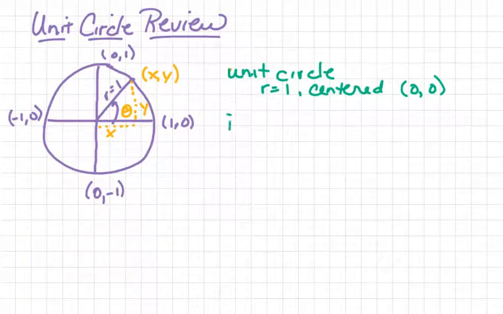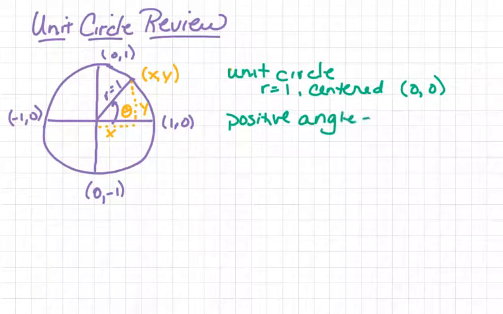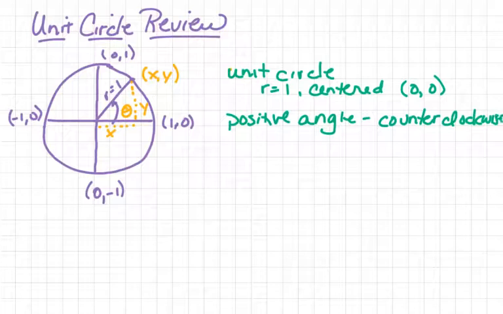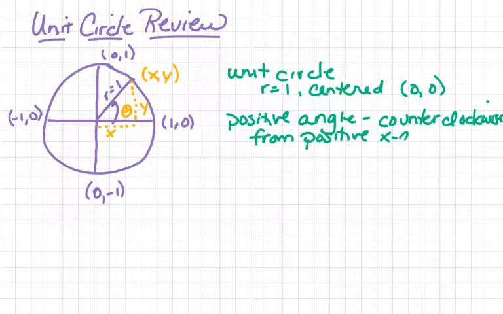Recall that a positive angle is a counterclockwise movement from the positive x-axis. So a positive angle theta is a counterclockwise movement from the positive x-axis. In other words, if I am going counterclockwise, that theta would be a positive angle.